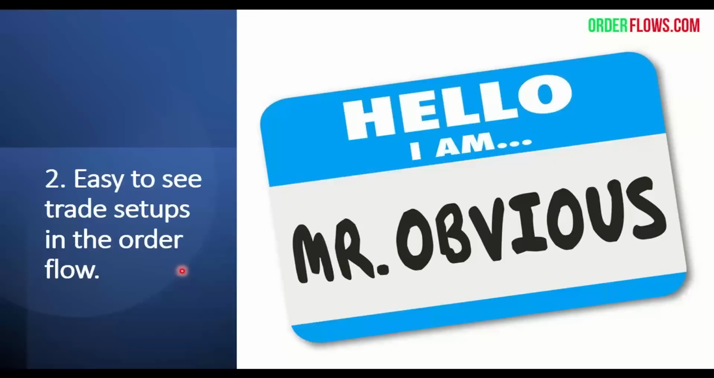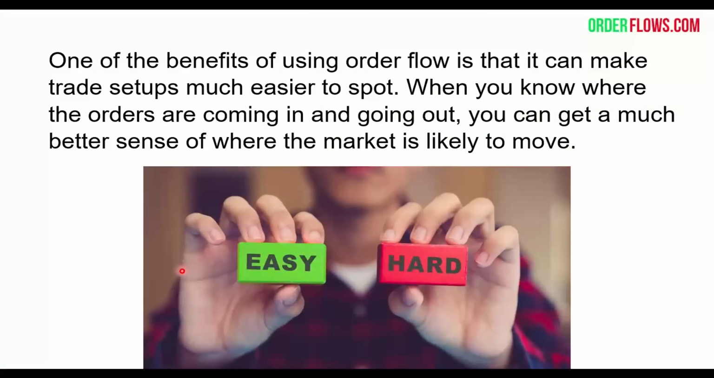So the third thing I want to talk about, even though it says number 2, it's actually the third, is easy to see trade setups in the order flow, right? I like to keep things as simple as possible. There's no sense in trying to make things harder than they need to be. Sometimes people like to make things harder in life, and there's no point to that. Keep it simple, easy to see, easy to spot, easy to trade, right? The best trades are the easiest trades. We don't know that until afterwards.